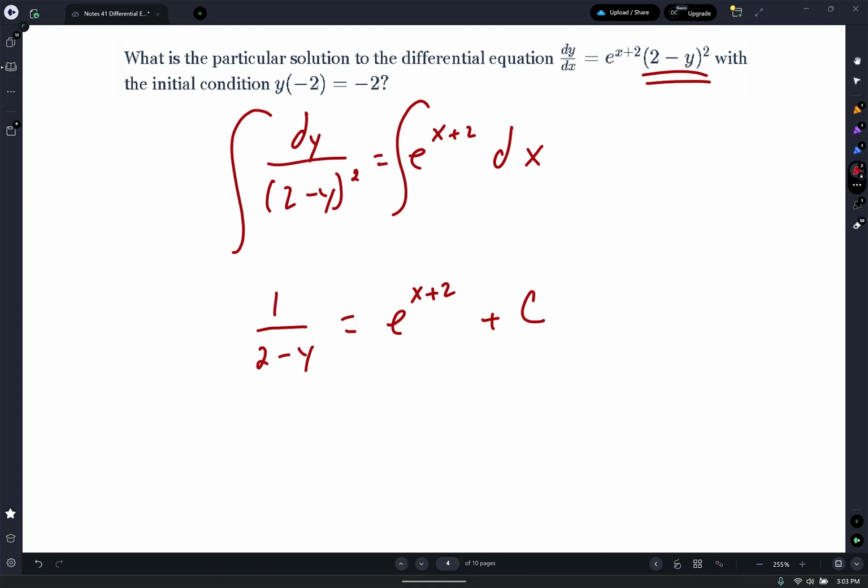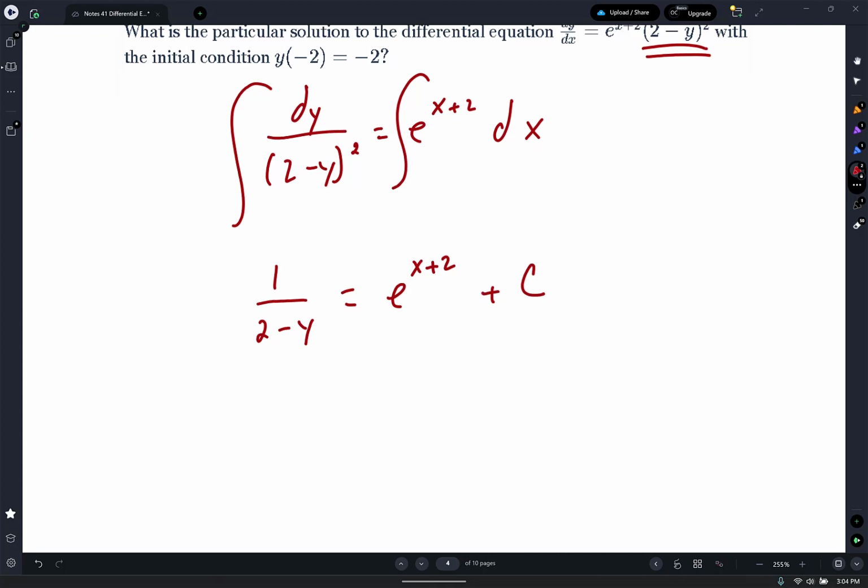Let me make sure that everything is correct. Negative 1 over u, but then times negative, so negative is positive. Yep, everything looks good to me. Are you guys okay so far? I am kind of tempted to plug in my condition already. Yeah, let's plug it in. So here it is. I'm going to go 1 over 2 minus a negative 2 equals e to the negative 2 plus 2 plus c.